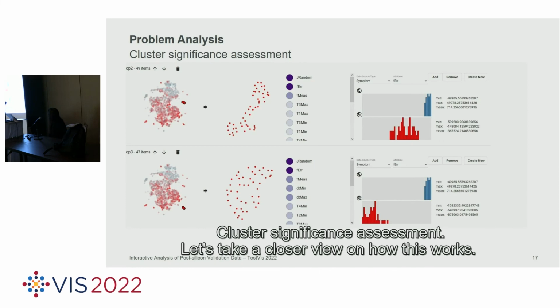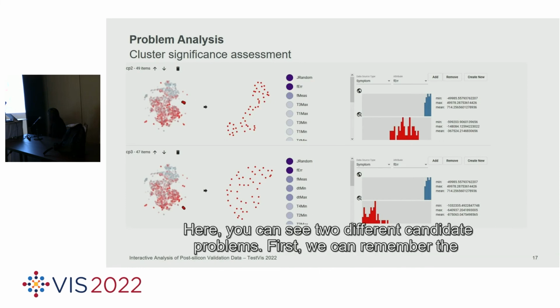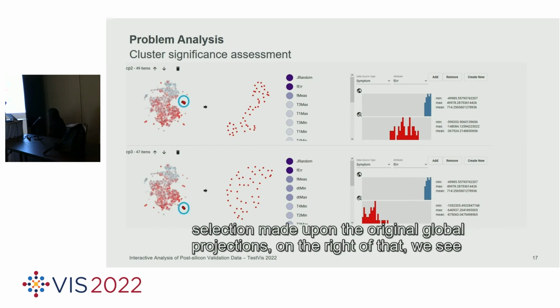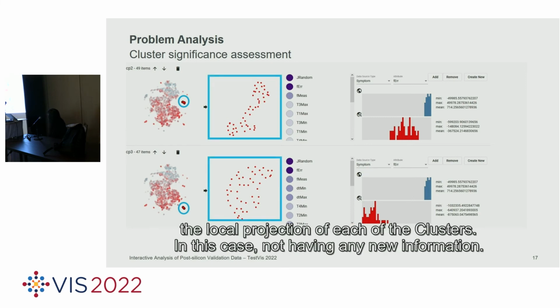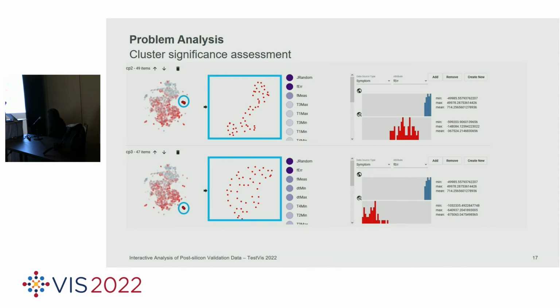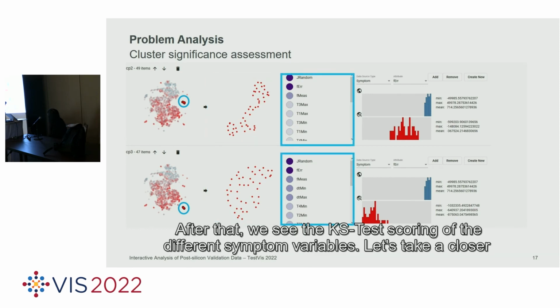Cluster significance assessment. Let's take a closer view on how this works. Here you can see two different candidate problems. First, we can remember the selection made upon the regional global projections. On the right of that, we see the local projection of each of the clusters, in this case not having any new information. After that, we see the KS test scoring of the different symptom variables.